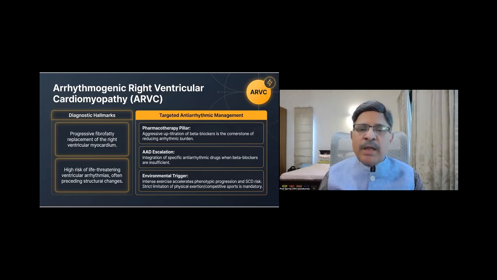Environmental triggers: intense exercise accelerates phenotypic progression and SCD risk. So, strict limitation of physical activity and competitive sports is mandatory in ARVC. He should not exert beyond normal routine. No competitive sports, no running, no frequent climbing of multi-level stairs, no physical exertion, because the right ventricle is arrhythmogenic. It can produce sudden cardiac death. So this is a very important behavioral modification.